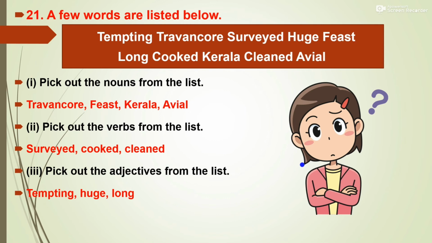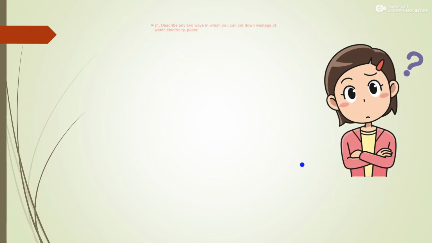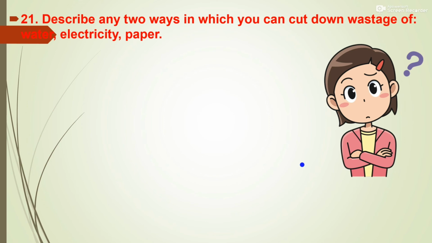Long strips, huge pot, tempting, smell. So tempting, huge, and long are the adjectives, or qualifying or describing words. Describe any two ways in which you can cut down wastage of water, electricity, and paper.